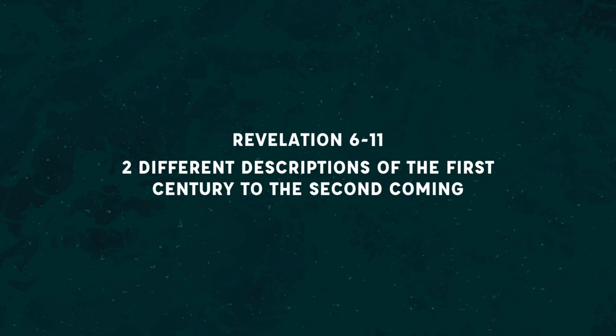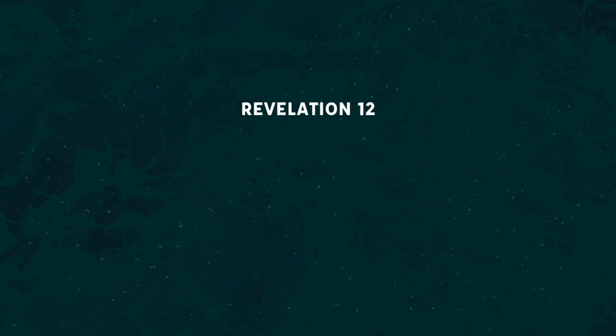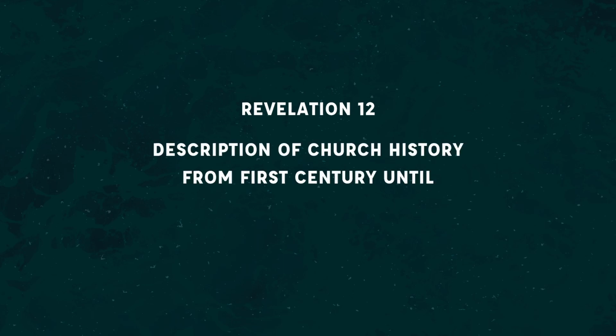And different things are highlighted, and we're not going to get into all that stuff because that would take a long time, obviously. Now, when we get to chapter 12 then, after those 2 cycles of the first century to the second coming, what we're finding, if you do some studying, is the description of church history from the first century until, and I haven't finished the until because we would expect until the second coming.